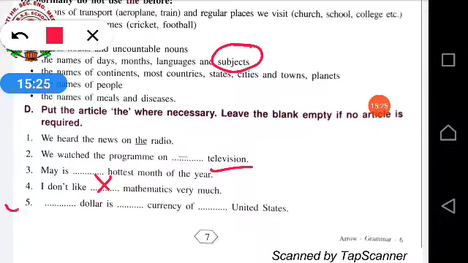Fifth one: the dollar is the currency of the United States. So what will come over here? The dollar is the currency of the United States. We are saying no, the United States of America. I think you all have heard, is it? So in this way we will be putting the wherever necessary.